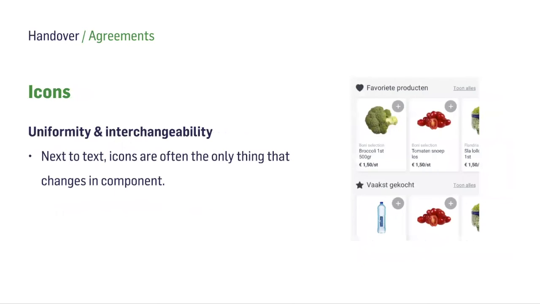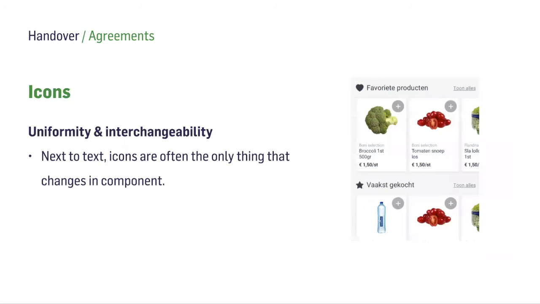All right. Next up, iconography. Iconography is a thing that is often reused in interfaces as well. And iconography is next to text definitely the first thing that comes to mind that changes everywhere. In my example in Figma, I also changed the icons. So as you can see, it happens really often.